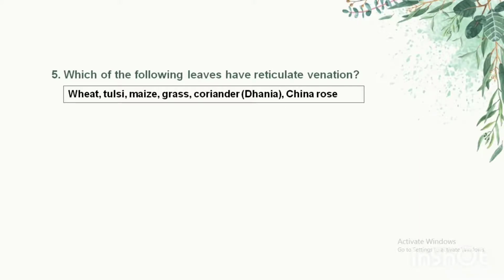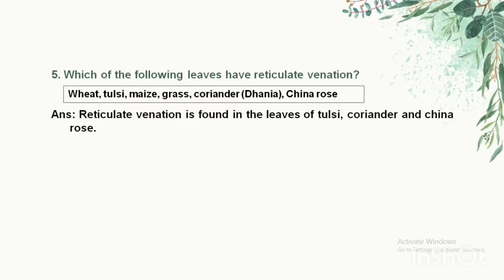तुलसी, तुलसी को जब आप नजदीक से देखोगे तो विच काइंड ऑफ स्ट्रक्चर यू कैन सी? यस, नेट लाइक स्ट्रक्चर. मेज में, मेज मतलब क्या? मकई. ओके, सो आप जब मकई को जब छीलते हो तो मकई के ऊपर जो लीफ है उसके ऊपर क्या रेटिकुलेट लीफ वेनेशन होता है? नो, सो वो नहीं आएगा. देन ग्रास, then coriander and china. Let's see the answer. So reticulate venation is found in the leaves of tulsi, then coriander and china rose. बाकी के सारे हैं वो पैरेलल लीफ वेनेशन के एग्जांपल्स हैं.